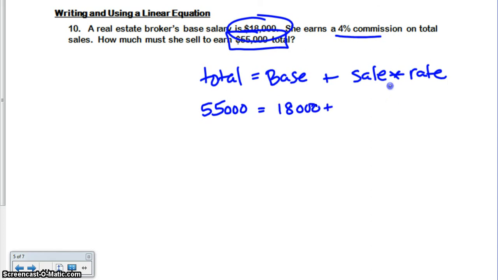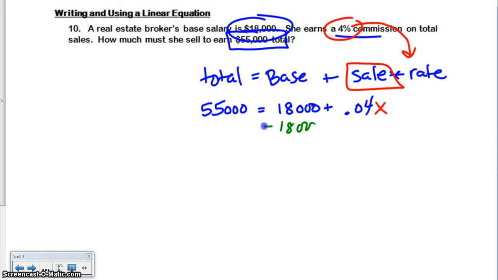The sales are unknown to us, so the sale number is actually going to be the variable, and the rate is 4%, which we're going to write as a decimal, of course, which is 0.04. And then in math, you choose your favorite variable. It could be anything. I'm lame and I'll use an X. And they want you to actually solve this, so let's go ahead and solve. So subtract 18,000.